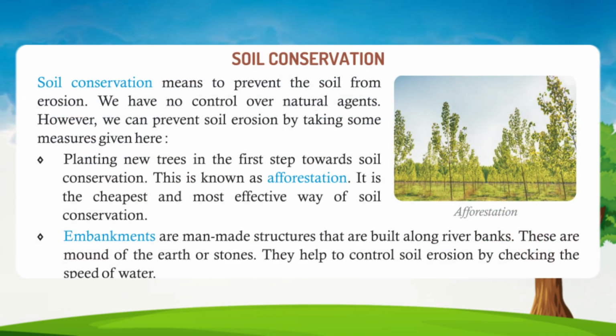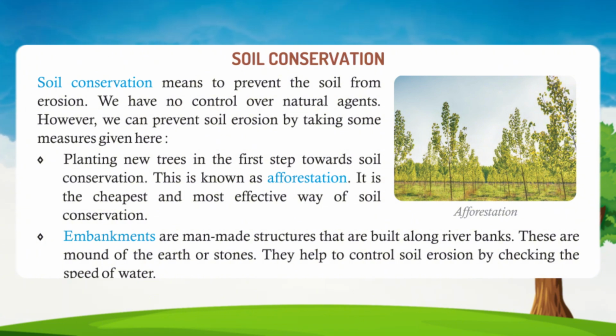Soil conservation. Soil conservation means to prevent the soil from erosion. We have no control over natural agents. However, we can prevent soil erosion by taking some measures given here. Planting new trees is the first step towards soil conservation. This is known as afforestation. It is the cheapest and most effective way of soil conservation.